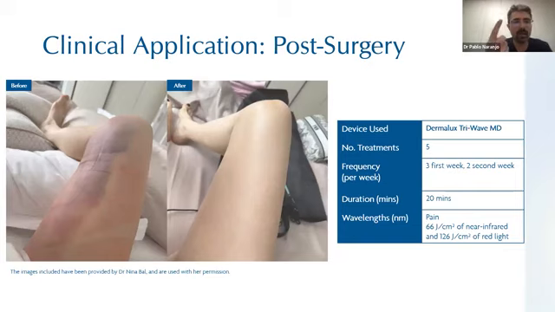And since the first application, there is a dramatic reduction of the hematoma of the patient. So when we do a treatment and we ask the patient to come back in 1, 2 days to do the next session, the patient comes with much less hematoma.